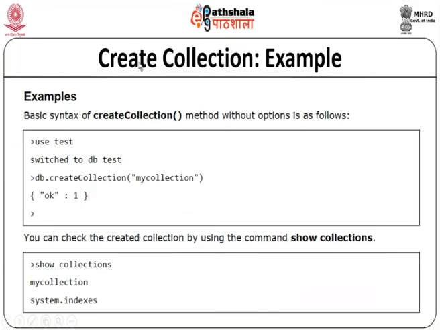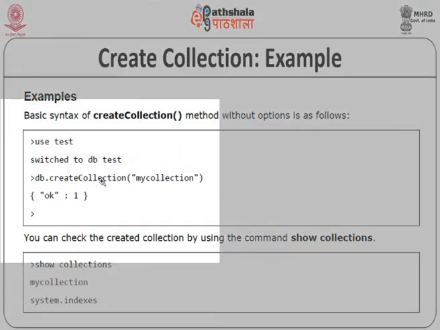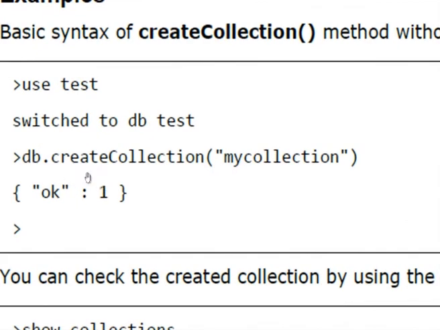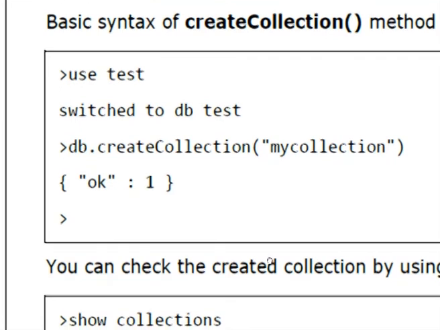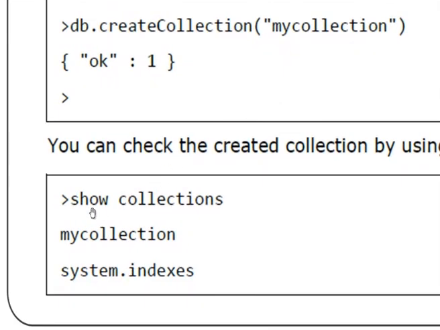Let us take an example for createCollection. First let us move to the database called test. You type use test to go to the specific database and then type db.createCollection. "mycollection" is the name, and as I told you it is a string, so it is given in double quotes. Once this command is executed, it will return a value 1, indicating that a collection named mycollection has been created. Next you can use the show collections command and identify which collections have been created. The recently created collection, mycollection, is displayed here.